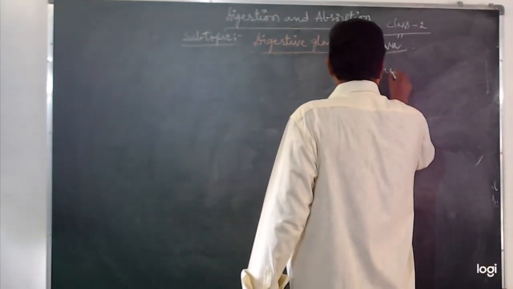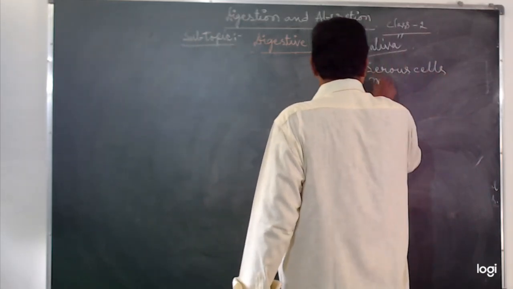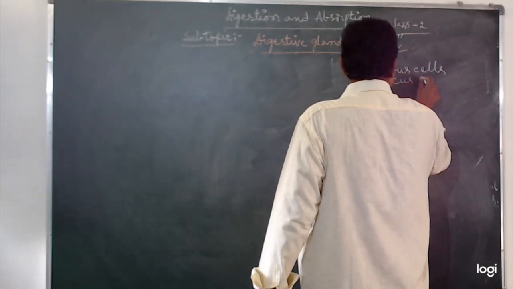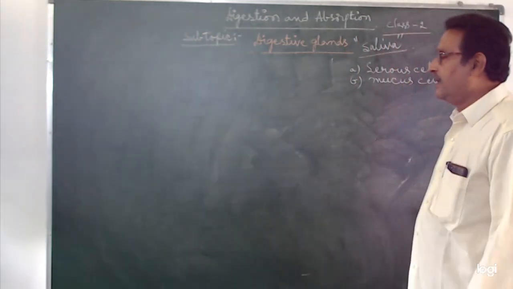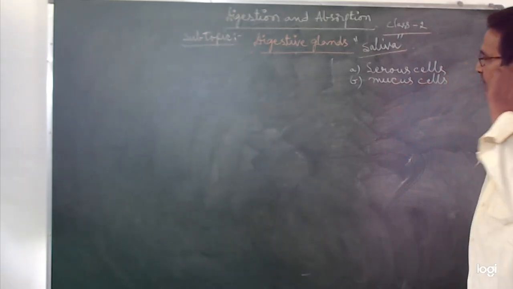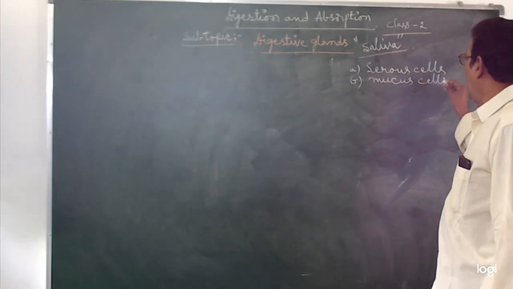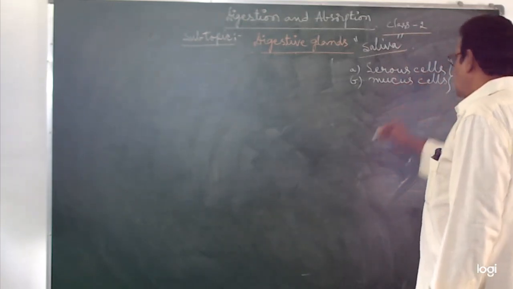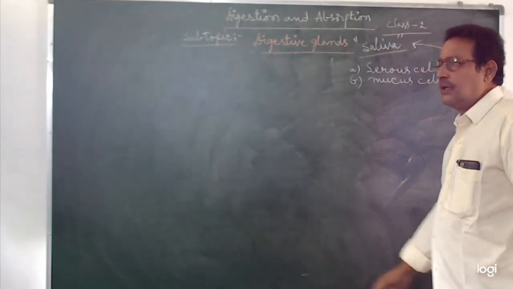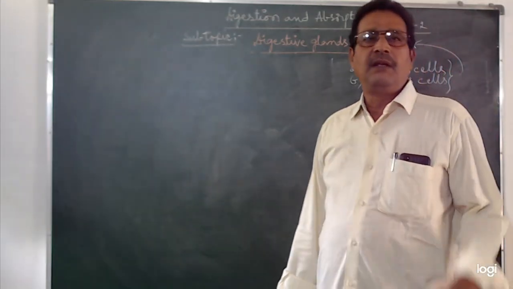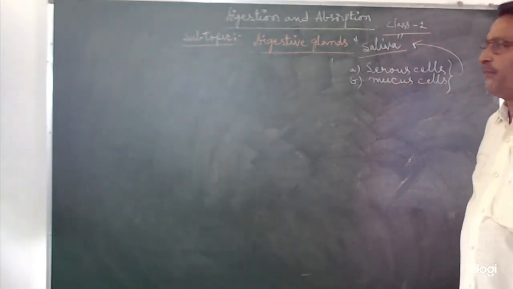Serous cells and mucous cells. There are two different types of cells by which each salivary gland is made up. These cells collectively secrete the secretion which is called saliva.